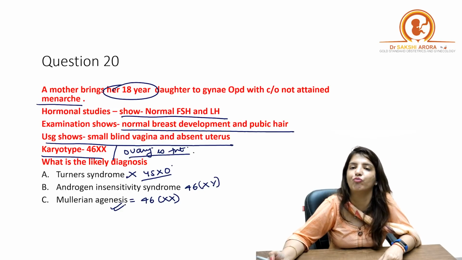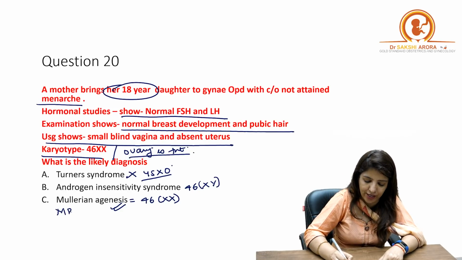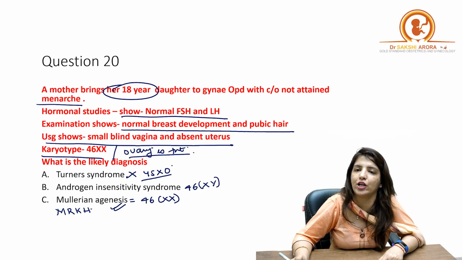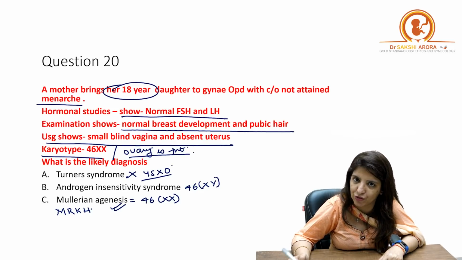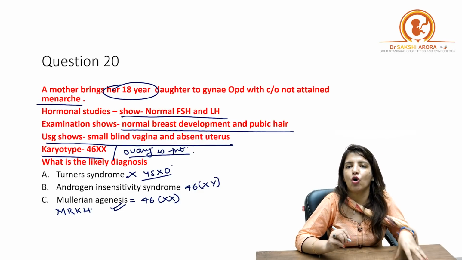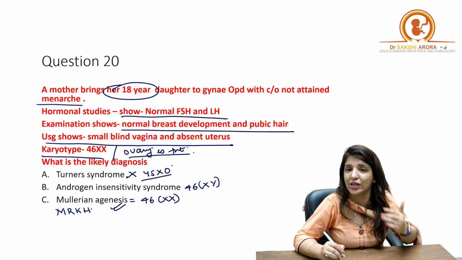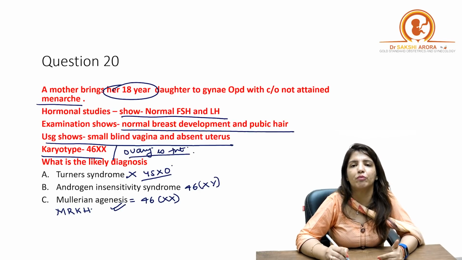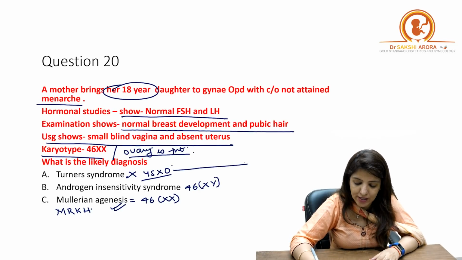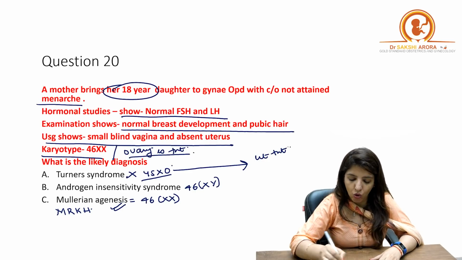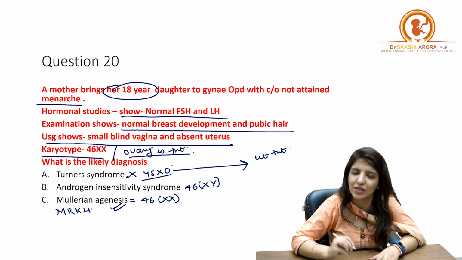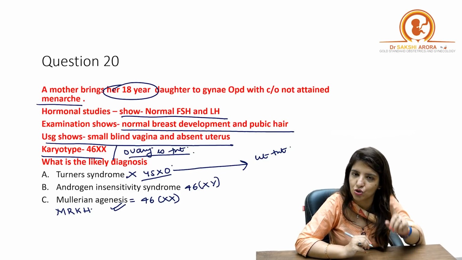So it is a case of Mullerian agenesis, or in the options, MRKH would have been written. Mayer-Rokitansky-Kuster-Hauser syndrome would have been written. Right? So based on chromosome number, I can make a diagnosis. Suppose the karyotype was not given, still I could make a diagnosis. Why? Because in Turner's syndrome, uterus is present. Over here, the question is saying uterus is absent. That is why it cannot be a case of Turner's syndrome, number 1.